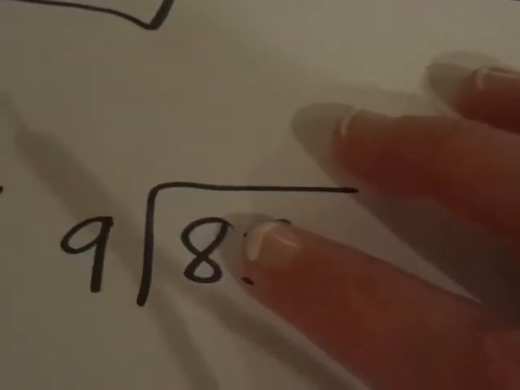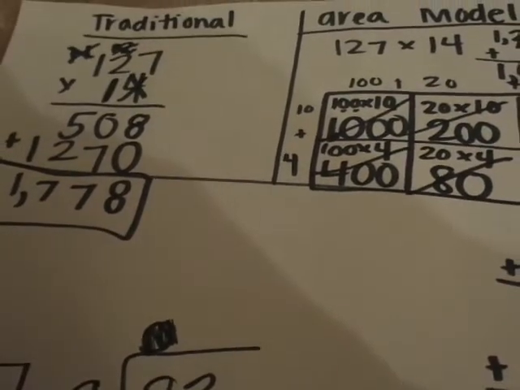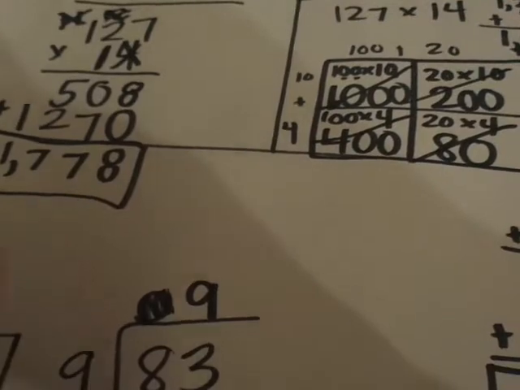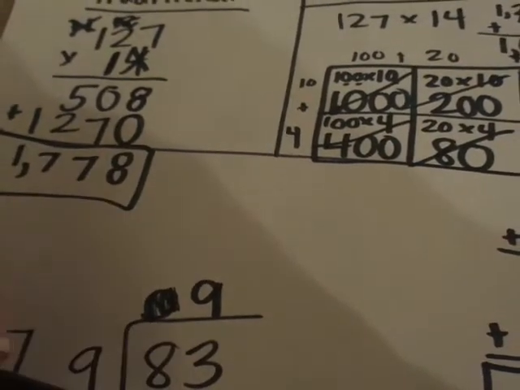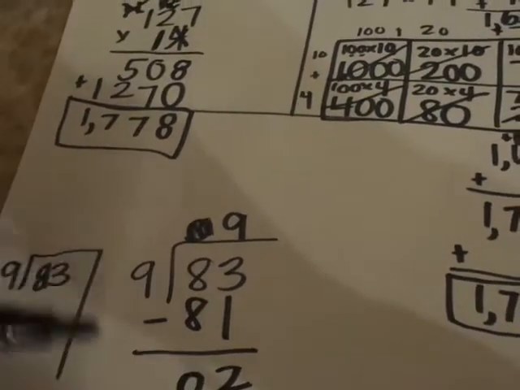So you ask yourself, how many times can 9 go into 8? That can go in 0 times. So we move over to the next place value. How many times can 9 go into 83? Well, you have to think, how many times can it go in without going over? 9 times. Subtract that out. 9 times 9 is 81. And then we subtract. 3 minus 1 is 2. 8 minus 8 is 0.